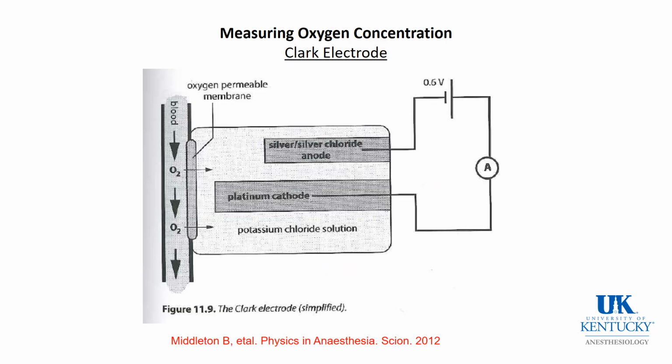So this is a picture of it. You see the cathode and anode. This is inside a solution of potassium chloride, and it's separated from the blood or from whatever solution you're trying to measure the partial pressure in, and based on the voltage produced, it can calculate the partial pressure.